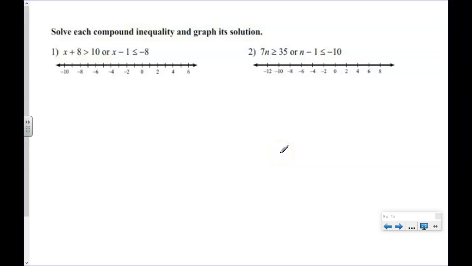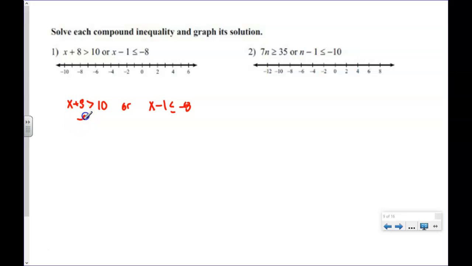Alright, so we've talked about graphing them, and now we just want to try to talk about solving them. So in this case, we're looking at OR statements. We're just solving each one separately. So we're taking x plus 8, which is greater than 10, and then x minus 1, which is less than or equal to negative 8, and we're solving each of these.